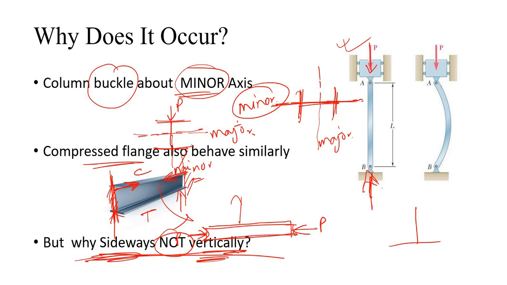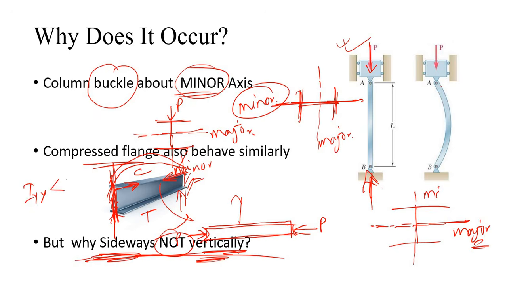Now, if this is the beam, this is the major axis. So to buckle vertically, it has to buckle about the major axis, but that is not possible. Buckling always occurs about the minor axis. So if it has to buckle about the minor axis, then it will buckle sideways. Why? Because Iyy is always less than Ixx. Simple physics. So now it is very clear to us why and where buckling happens. That is lateral torsional buckling.